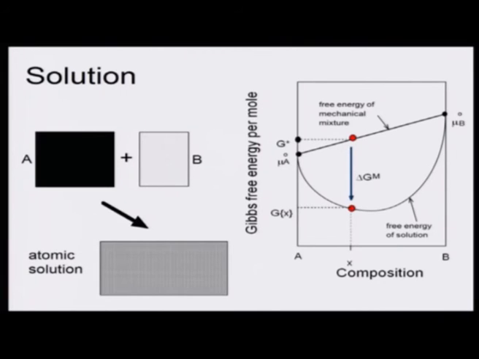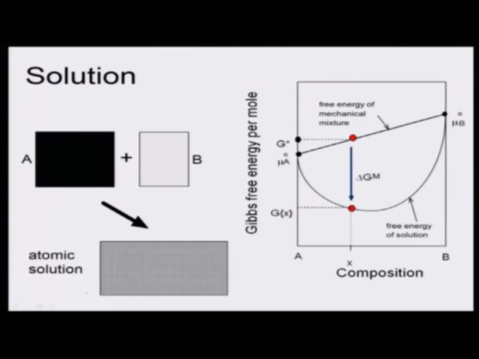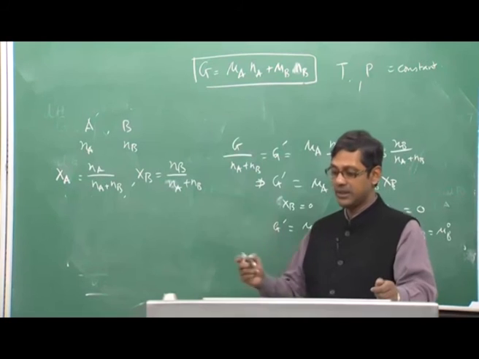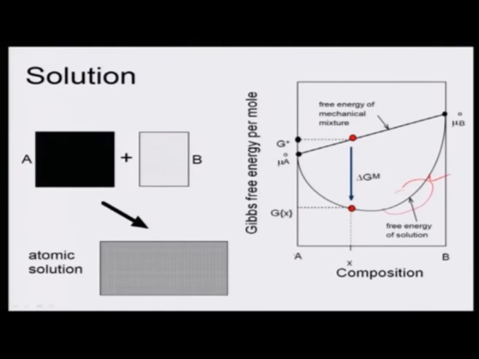Correct. I'll just tell you that the free energy of a solution is defined by this curve. So now in this curve we have plotted free energy per mole, same as G prime, as a function of x. X is nothing but composition. You can write it as xB.